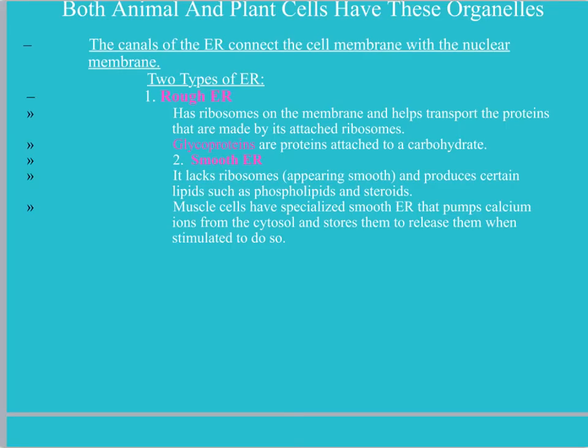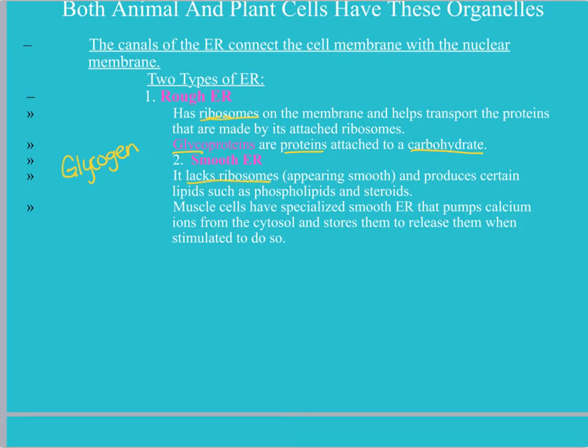Okay, so again, two types of ER. You have rough and smooth. So rough, of course, has the ribosomes, and it transports the proteins. This is just something to know. Glycoproteins are proteins that have a carbohydrate attached to them. And glyco kind of sounds like glycogen, which is a polysaccharide, if you recall, that we store in our liver cells. Anyway, smooth ER does not have ribosomes, so that's why it's called smooth.